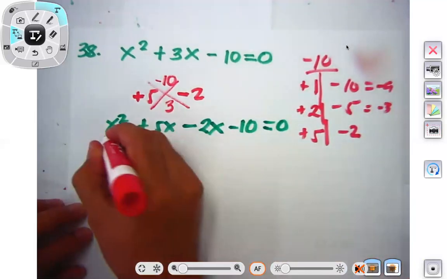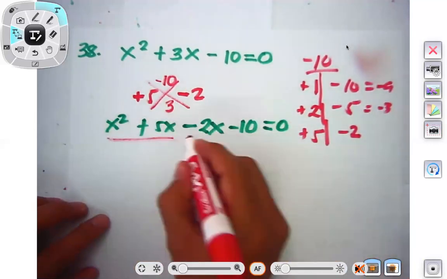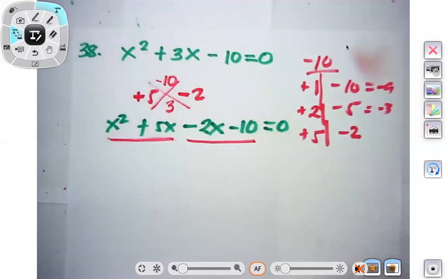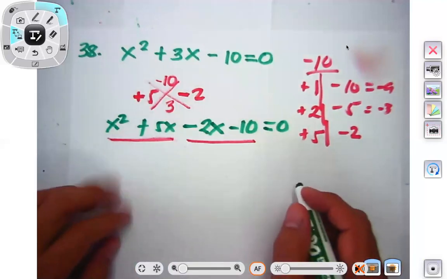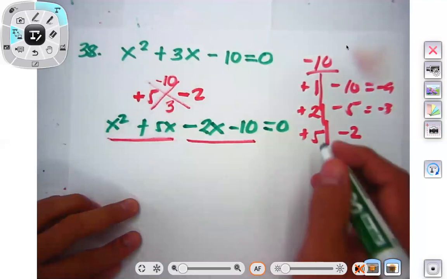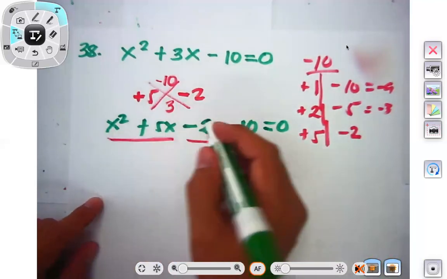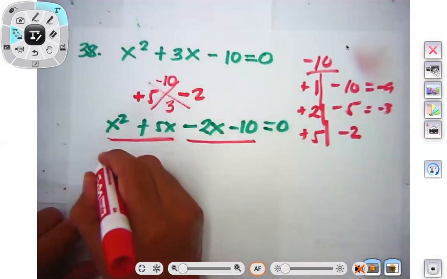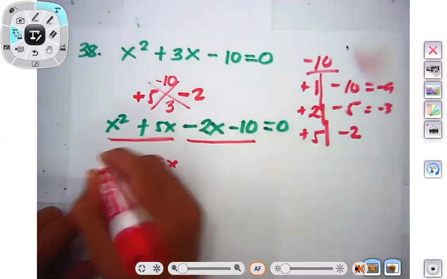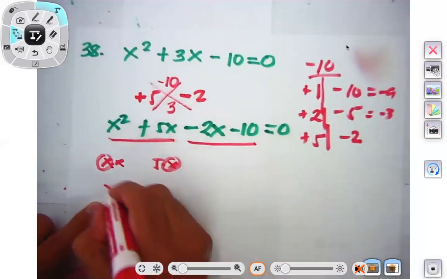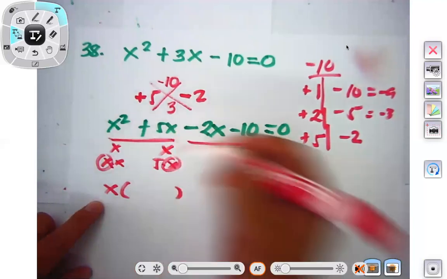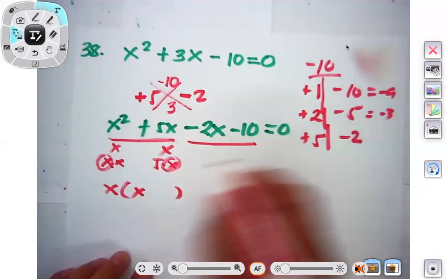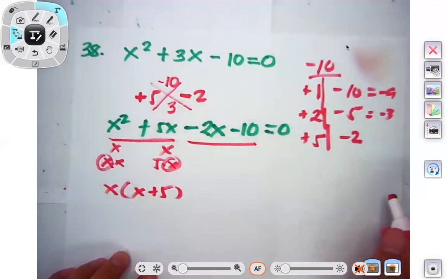Let's find the GCF of each group. We have two groups here, the x squared plus 5x group and a negative 2x minus 10 group. What's your GCF for the first group, x squared plus 5x? That's correct, x. We put x there and divide both by x: x squared divided by x is x, and 5x divided by x is 5.